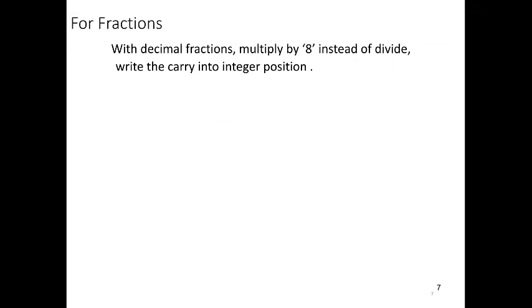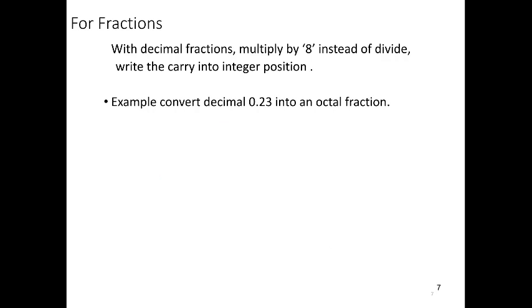If you see one example, you will get it easily. So here, for fractions with decimal fractions, multiply by 8 instead of dividing. After multiplying, if you get some value in the integer part, that will be your carry, and the fraction part you again need to multiply. Next example: convert decimal 0.23 into an octal fraction. So 0.23 is your decimal number and you need to convert that into octal.